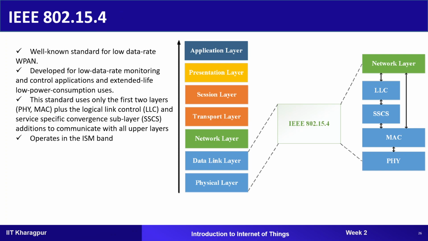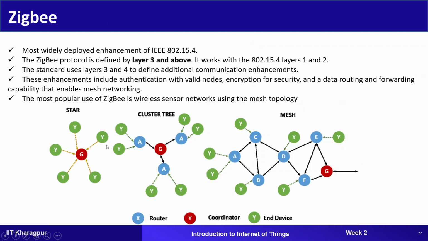Now the next protocol is your IEEE 802.15.4. It is used for low data rate and used to transfer data wirelessly over your personal area network, and it is developed for low data rate monitoring and control application and extended life low power consumption uses. This standard uses only the first two layers and it operates in the ISM band.